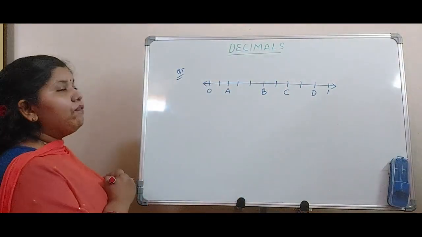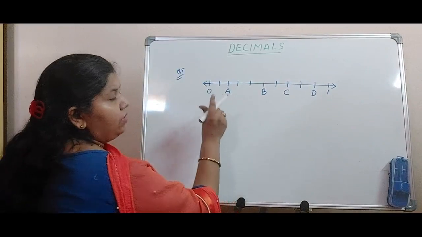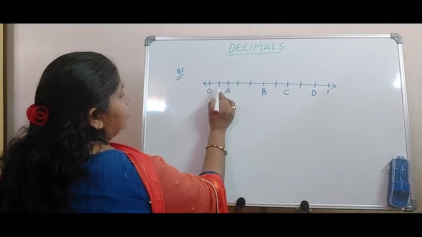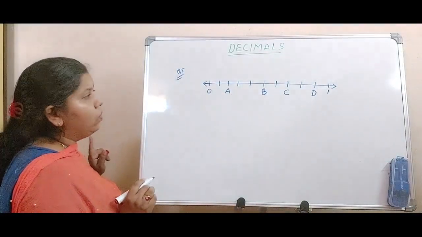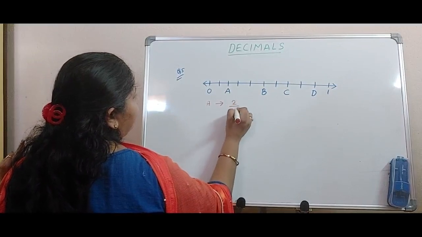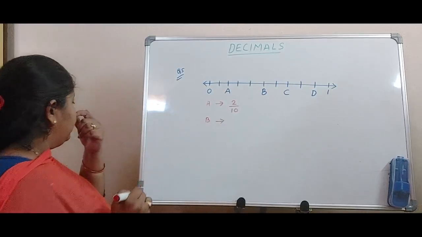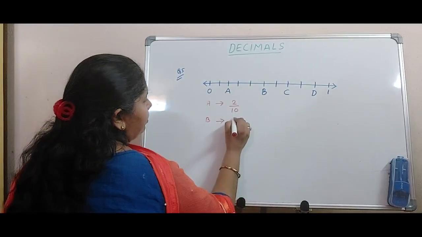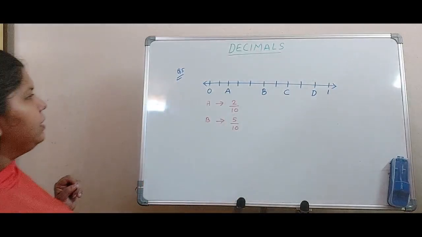So we have to go on counting the position where A, B, C and D are. The position of A: this is the first division, second division, A lies here. Yes or no? So A will be equal to what? 2 by 10. Now we come to B. Look at which position B lies. 1, 2, 3, 4, 5. So it is on the 5th position. So it is 5 out of 10. Next is C.